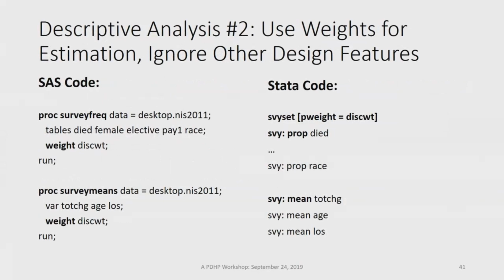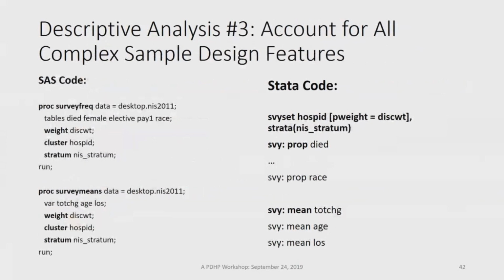Okay, so still naive, but at least we're getting appropriate point estimates with respect to the sample design. Okay, so we're accounting for these weights on the analysis. Now, back to Barry's question, here's analysis number 3. Okay, now we're doing a fully design-based analysis where we're accounting for all of those complex sample design features.